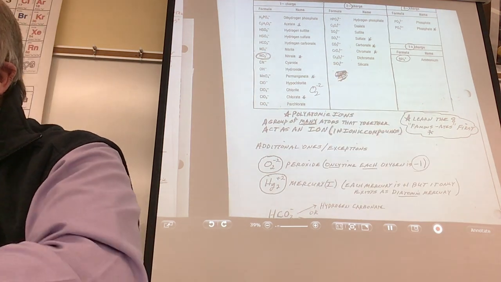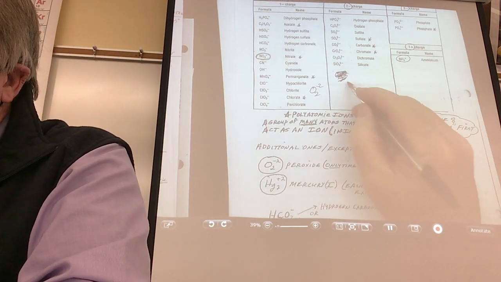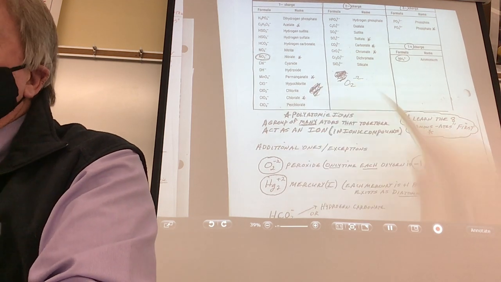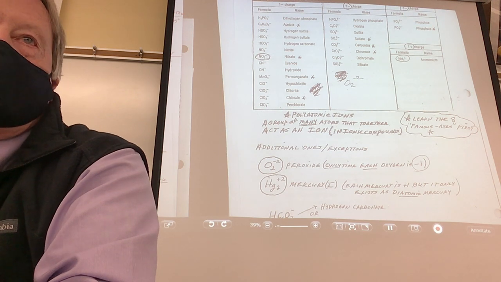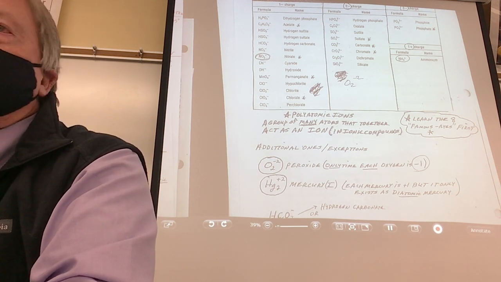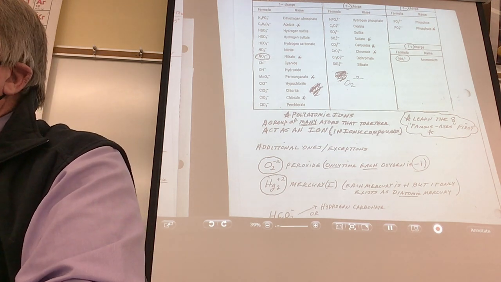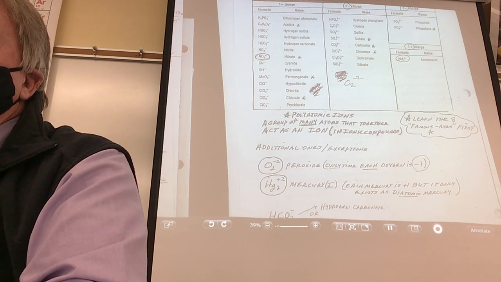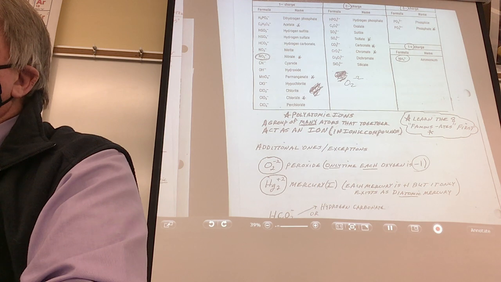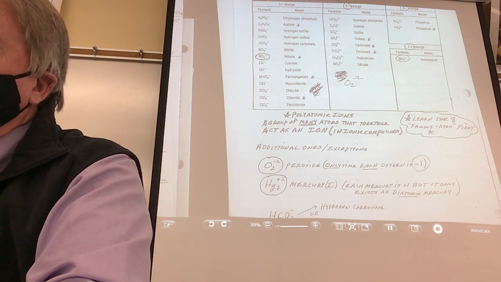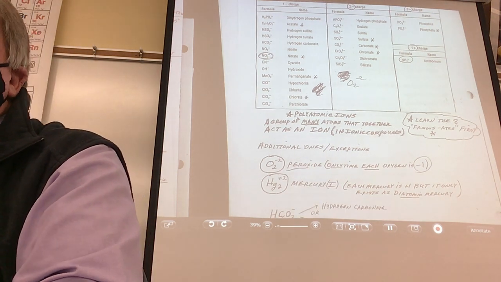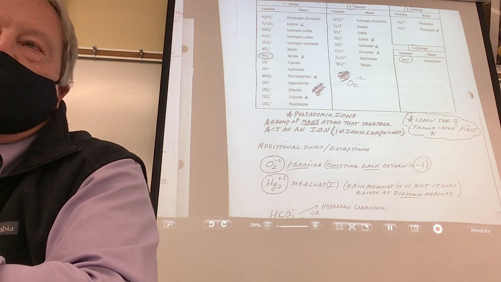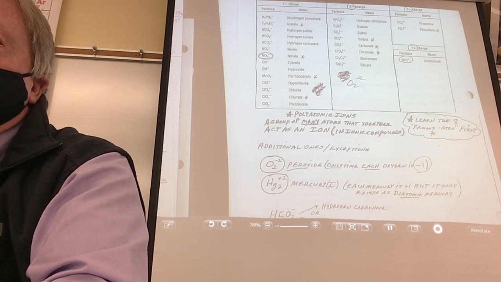Now, I could put it here, I guess. Let me do it. Yeah, let's do that. So what is the name of this? What is the O2 minus 2 polyatomic ion? Have you ever heard of this? Anybody know what this is called? What's it called? Peroxide.